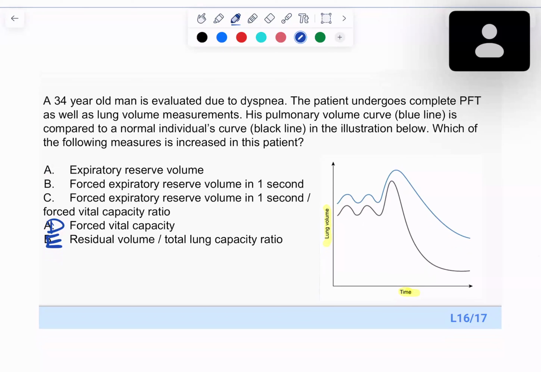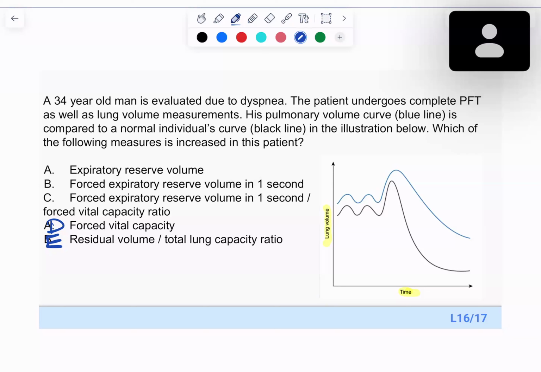But since it lost its recoil properties, the lung doesn't have as much elastin to make it recoil. And so the expiration in this lung is difficult. The patient can inhale easily, but they can exhale with a lot of difficulty. And so the lung volume is increased. Now, we know that the patient has an obstructive disease.